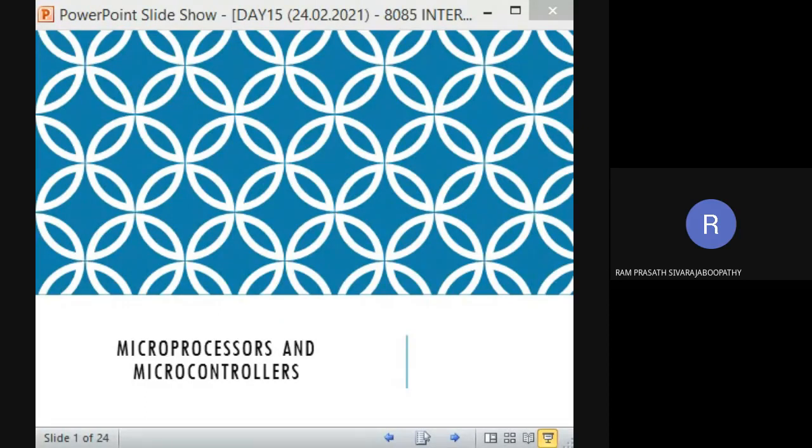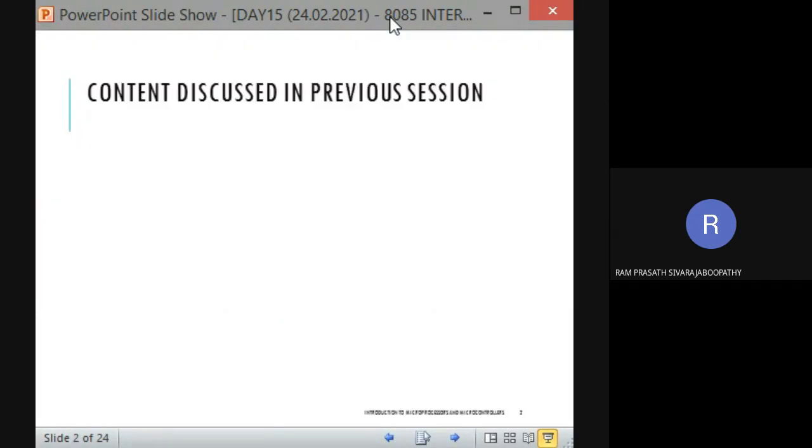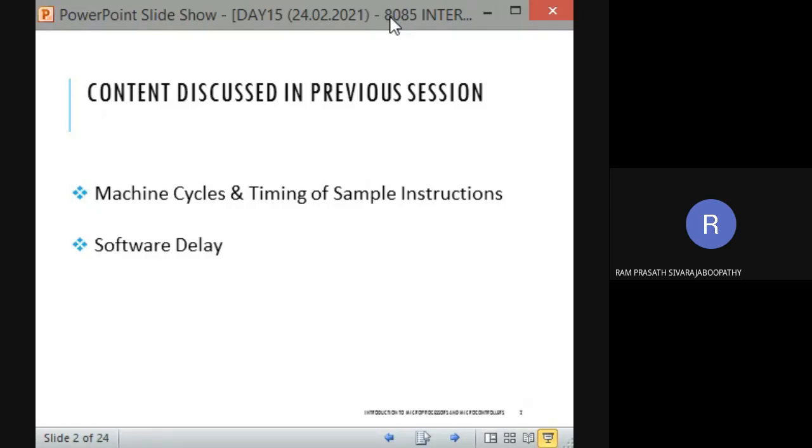Before getting into today's topic, these are the things we discussed in the previous session. We discussed some sample instructions, machine cycles and the timing, how many T states they take for execution. Then we discussed software delay. Can you type in the chat: who is going to generate the software delay?